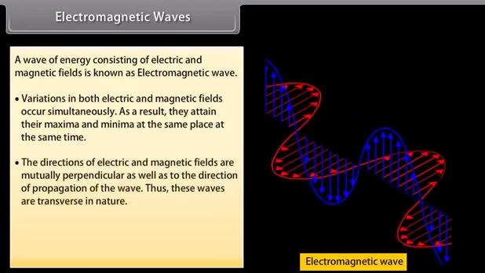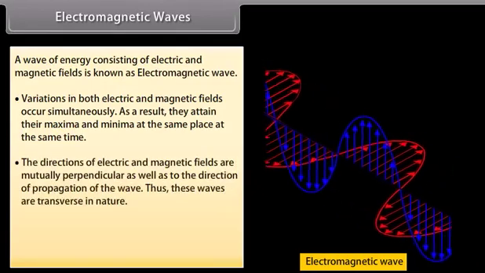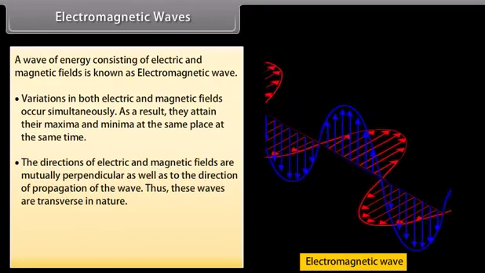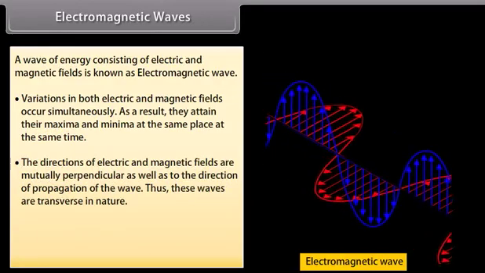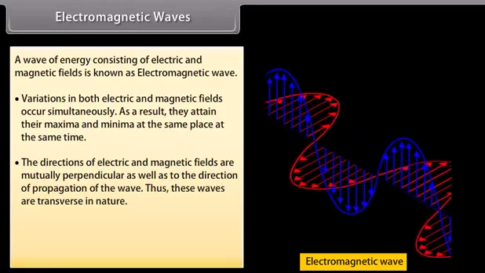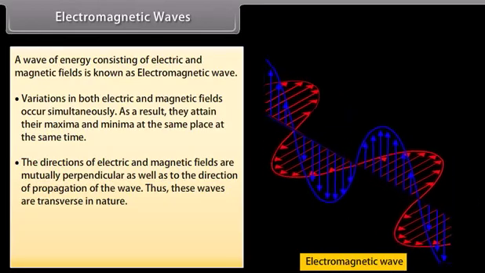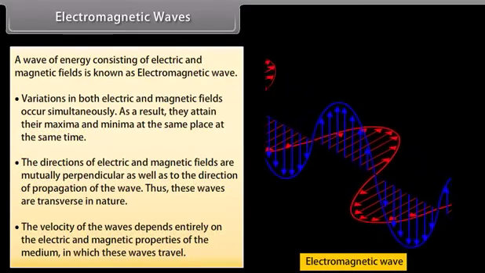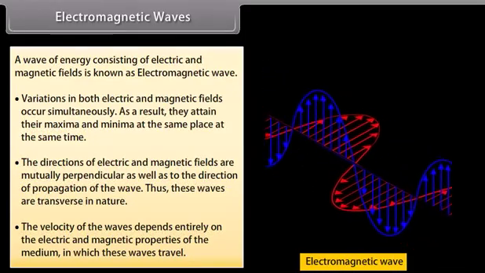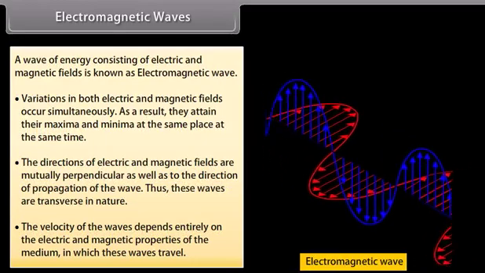The directions of electric and magnetic fields are mutually perpendicular as well as to the direction of propagation of the wave. Thus, these waves are transverse in nature. The velocity of the waves depends entirely on the electric and magnetic properties of the medium in which these waves travel.